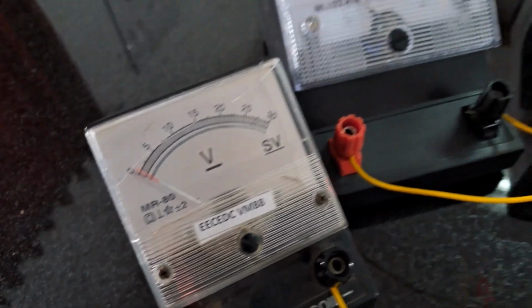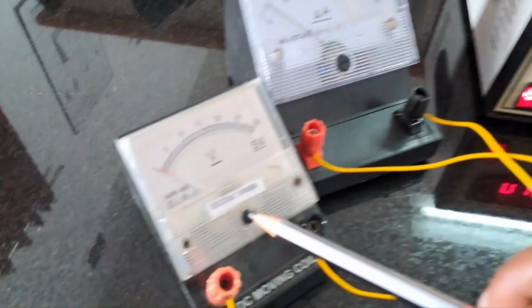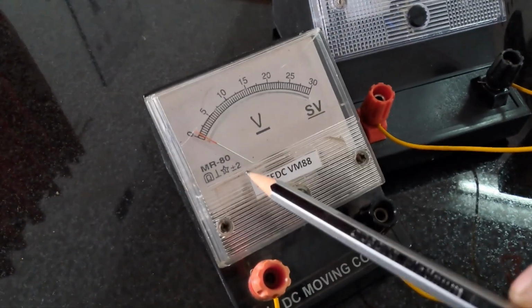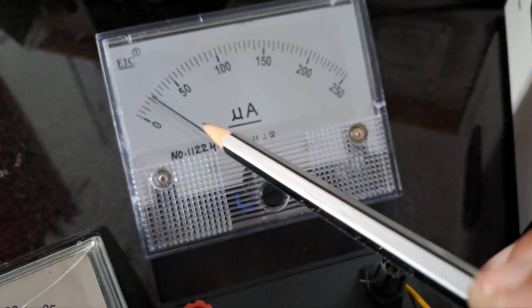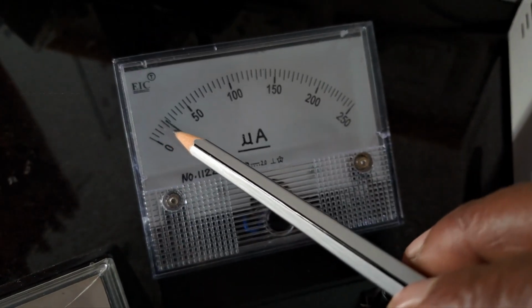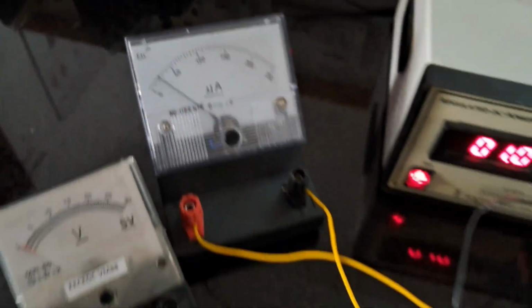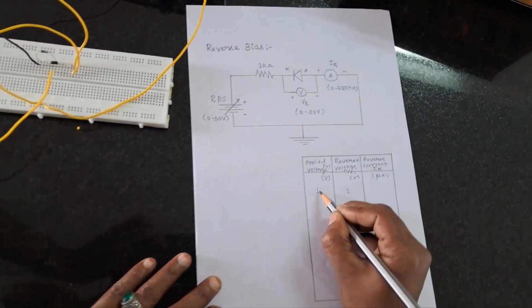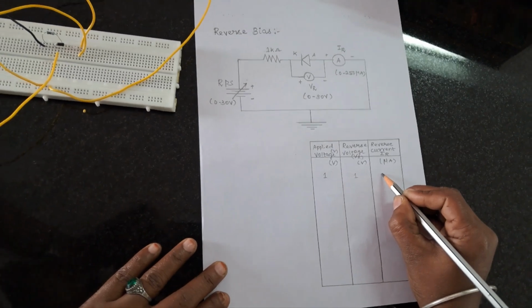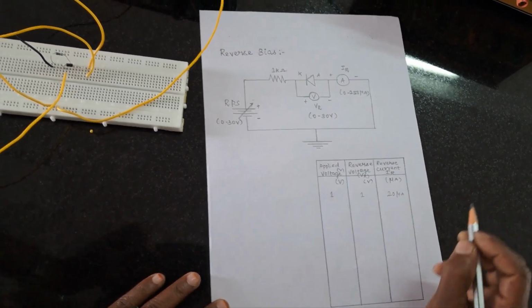The applied voltage is 1 volt, and the reverse bias voltage is also 1 volt. The current is 20 microampere. We note down the reading. Applied voltage is 1 volt, reverse voltage is also 1 volt, and the reverse current is 20 microampere.